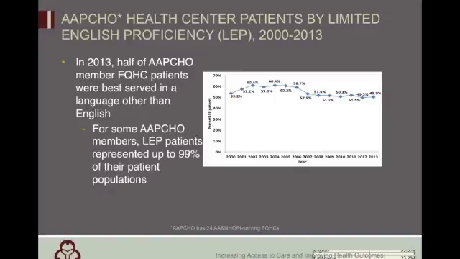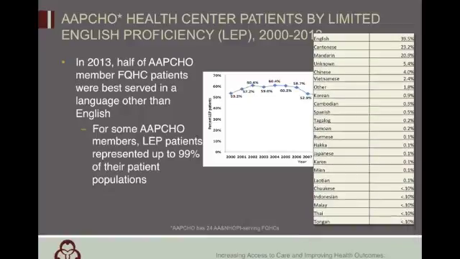Another example of why this webinar is even more timely: our member FQHCs also serve a large percentage of limited English proficiency patients. In 2013, half of AAPSHO's patients were best served in a language other than English. For some AAPSHO members, LEP patients represented up to 99% of their patient population.